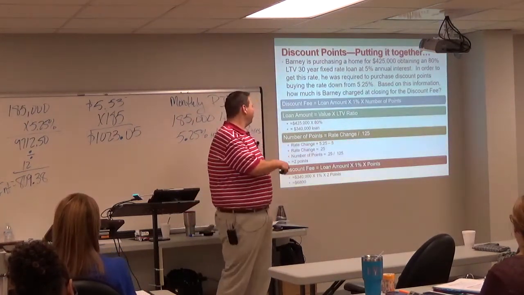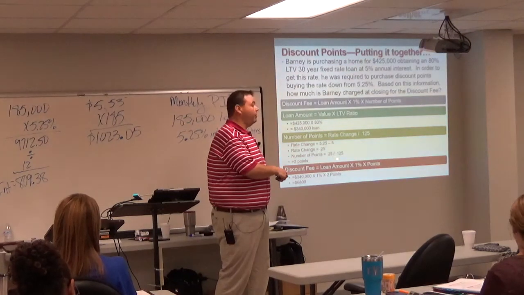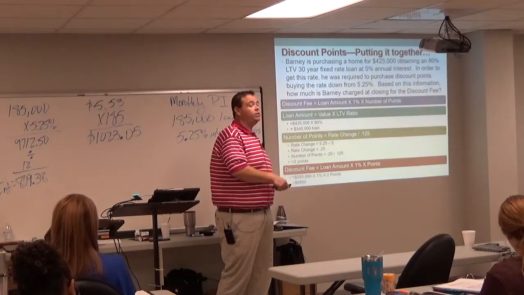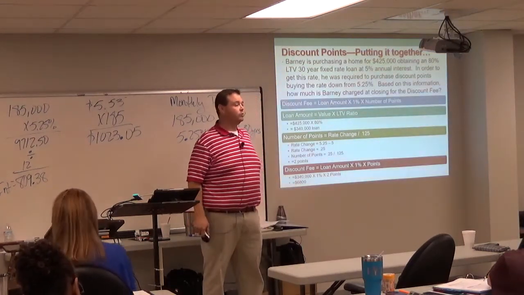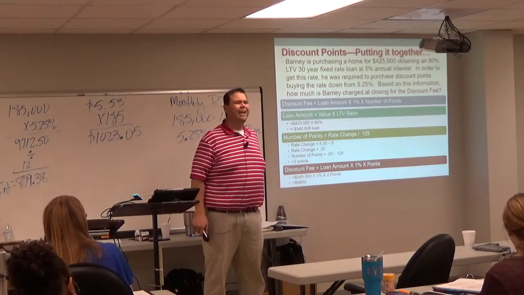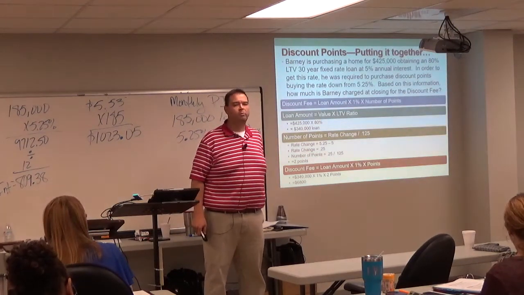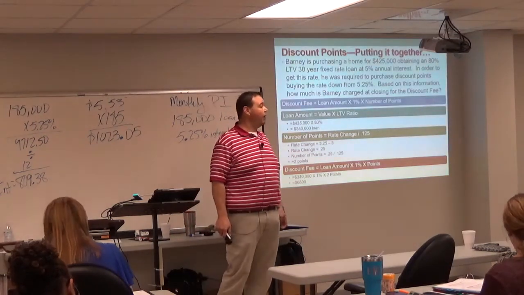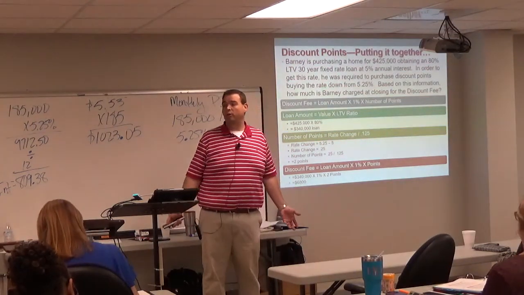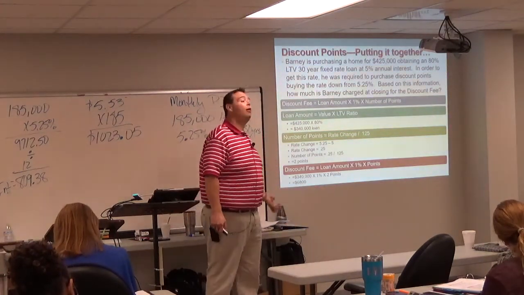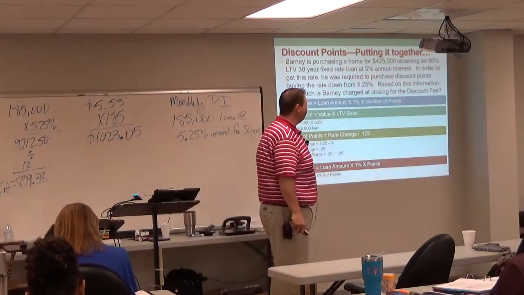0.125. So 0.25 divided by 0.125 would tell us we need how many points? 2 points. We need 2 points. And how much is each point going to cost us? Because remember, that's our goal. 1% of the loan value. Well, now we have another roadblock because we don't know the loan value. Can we calculate the loan value? Yes. Yep, we sure can.